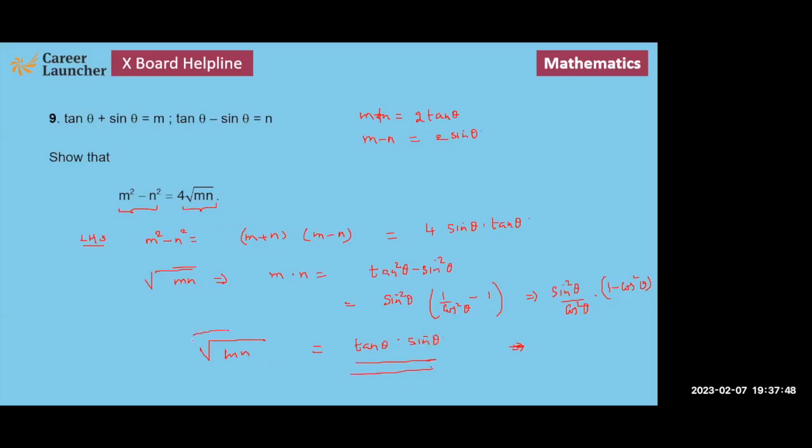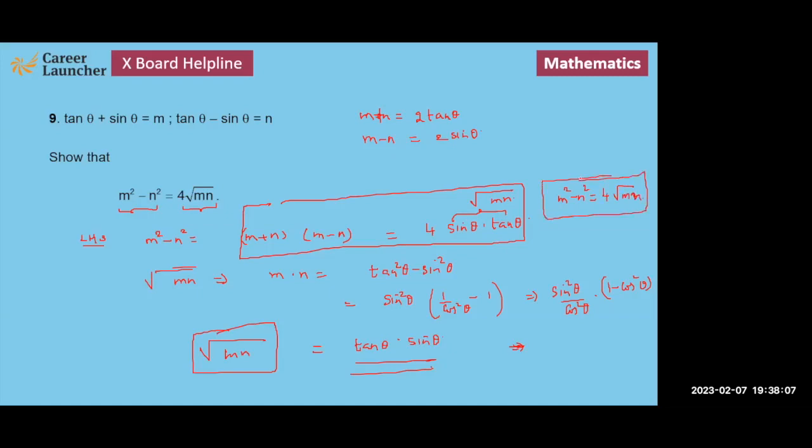So I can see that 4 times root of mn. So this is root of mn. So I can prove therefore that m squared minus n squared must be equal to 4 times root of mn. Simple way is to just expand and get the expression. And so you must be able to recognize that the identity that you are using here is the a plus b into a minus b identity.